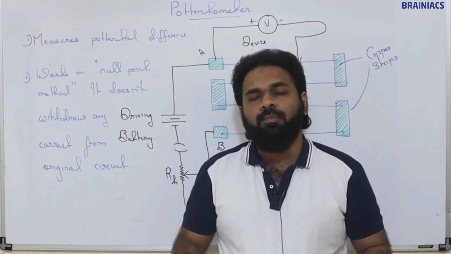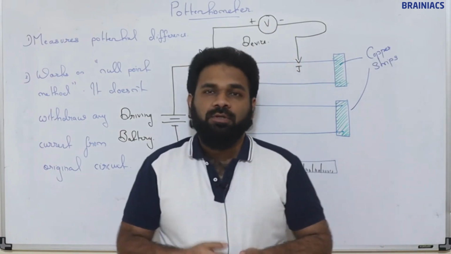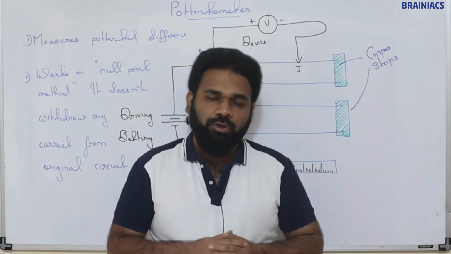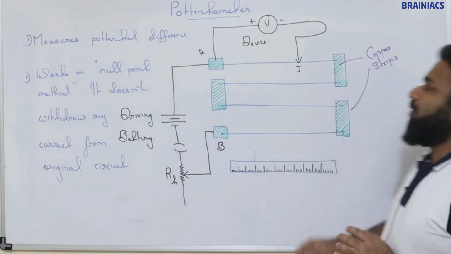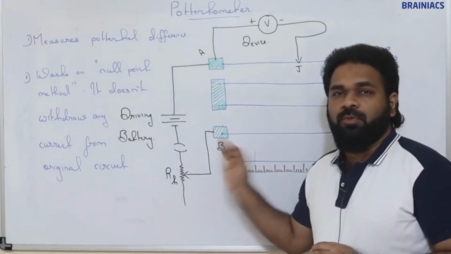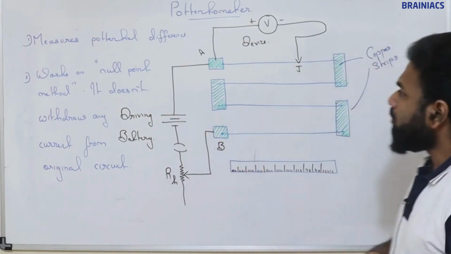So for all general purposes, we will use a voltmeter. If we need a very precise calculation, we will use a potentiometer. That is the difference between them. Now I will give a small introduction about the potentiometer. Then we will discuss its circuits and all.